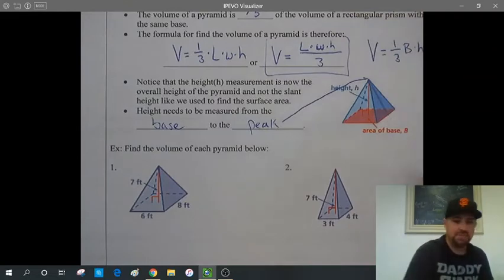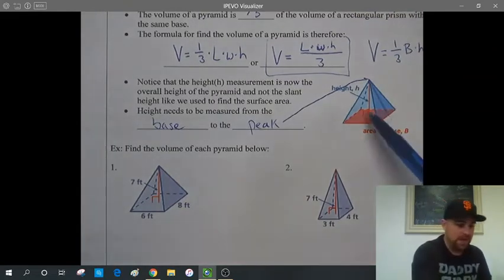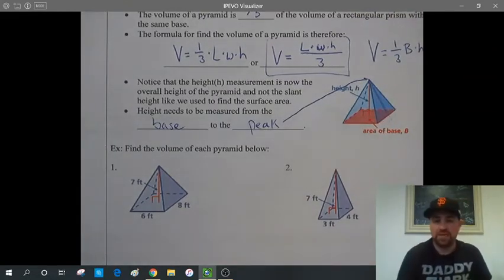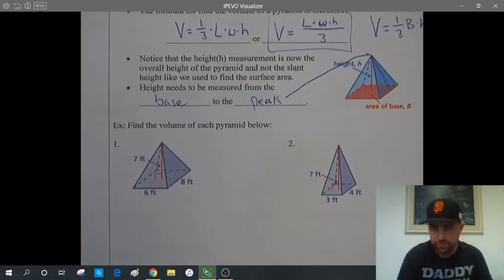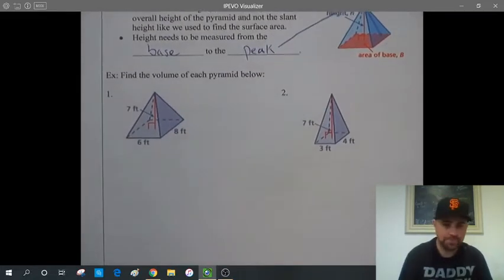Notice that this height measurement that we're being given makes a 90-degree angle down here, which means it's perpendicular to the base. Just like when we need to find the height in a triangle, we have to make sure that height is perpendicular to the base. So here, same idea. When we measure the height, we want it to be all the way from the bottom of the pyramid to the highest point in the pyramid, which we call the peak, or the vertex is another name for that as well.